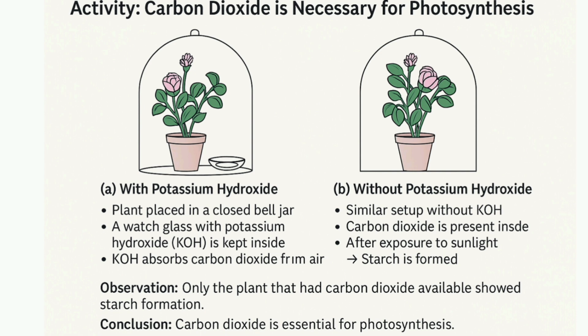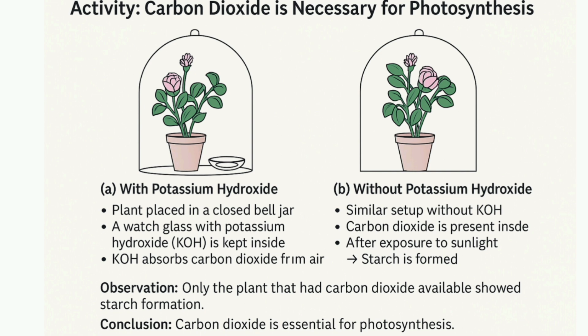Pluck a leaf from each plant and check for the presence of starch as in our above activity. Do both the leaves show the presence of the same amount of starch, or what can you conclude from this activity? What is your observation here? The leaf from the plant without potassium hydroxide turns blue black. That means starch is present. That is, photosynthesis takes place in that leaf or in that plant.